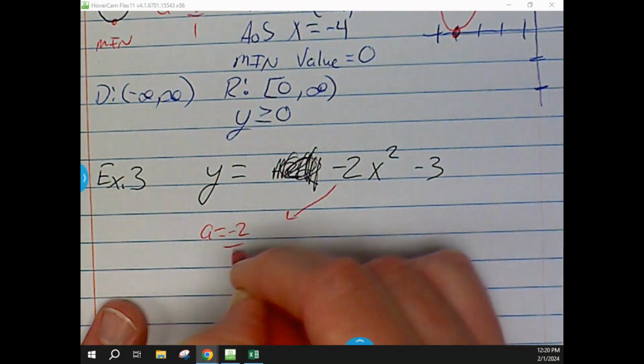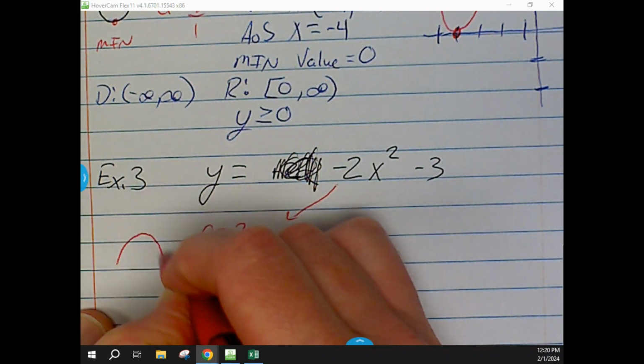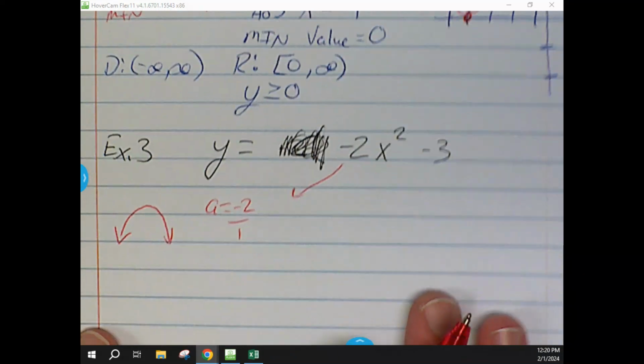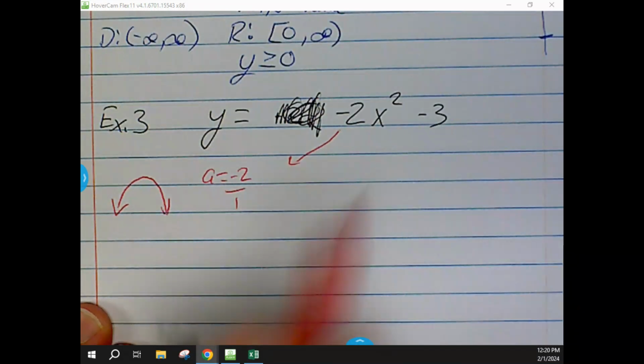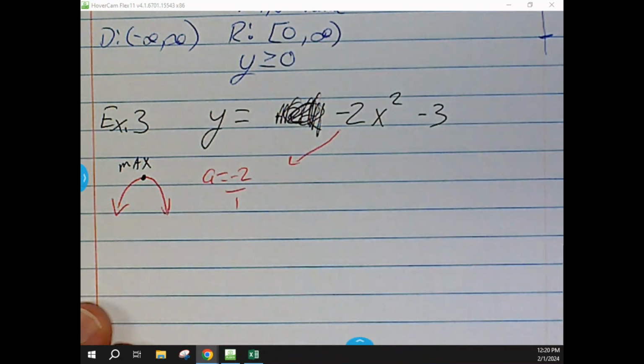If we think about slope, it's like negative 2 over 1. But the main thing is it's negative, so you know the graph has to look something like that. All right, and that's our graph. It's the vertex at the top, which means now it's going to be a maximum.